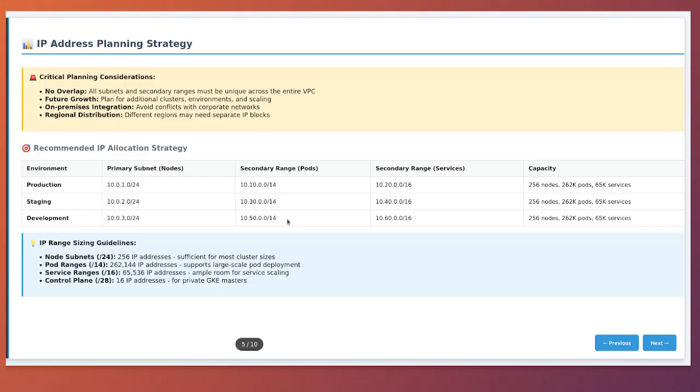The pod ranges are large, /14 networks, because Kubernetes clusters can scale to thousands of pods. The service ranges are smaller, /16 networks, since you typically have fewer services than pods. Always consider your on-premises network ranges and any existing cloud infrastructure when planning. Document these ranges and get them approved by your network team before implementation.